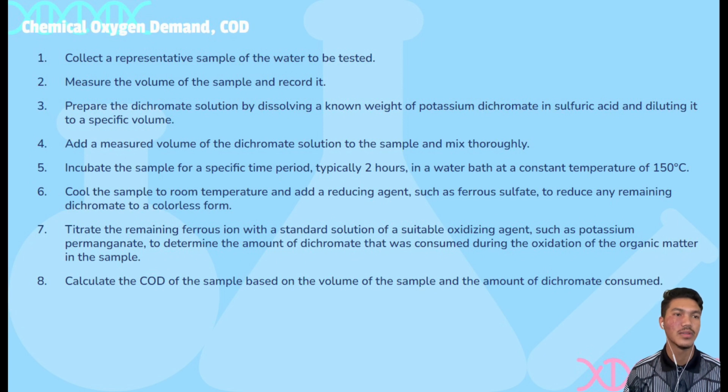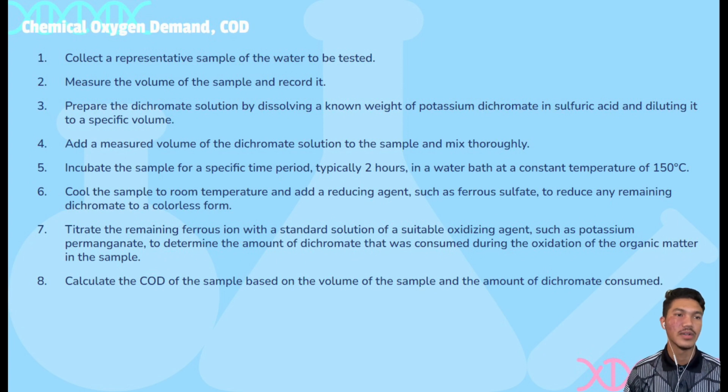Then incubate the sample for a specific time period, 2 hours in a water bath at a constant temperature of 150 degrees Celsius. Then we cool the sample to room temperature and add a reducing agent such as ferrous sulfate to reduce any remaining dichromate to a colorless form.